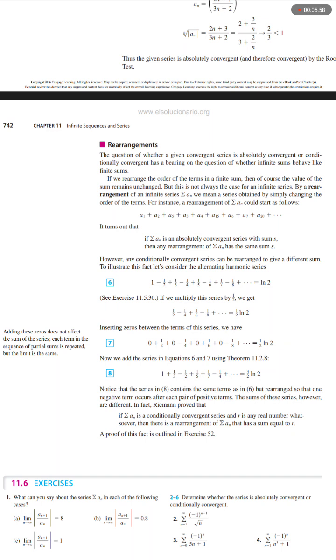In fact, Riemann proved that if the sum of a sub n is a conditionally convergent series and r is any real number whatsoever, then there is a rearrangement of the sum of a sub n that has a sum equal to r. A proof of this fact is outlined in exercise 52.